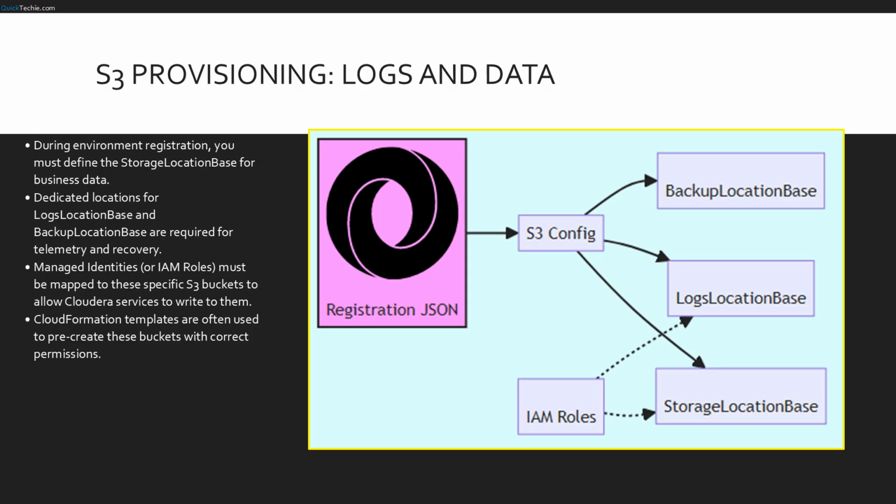You start with the registration JSON or wizard. You must define 3 distinct S3 targets: storage, logs, and backups. The dotted lines indicate that these buckets are not public. They are strictly guarded by pre-provisioned IAM roles that permit access only to the specific Cloudera services that require it.